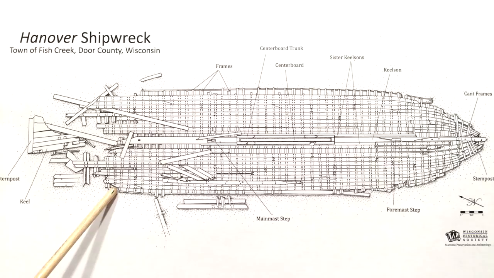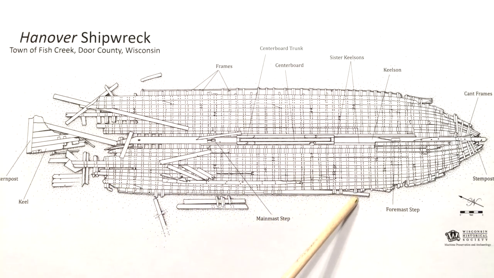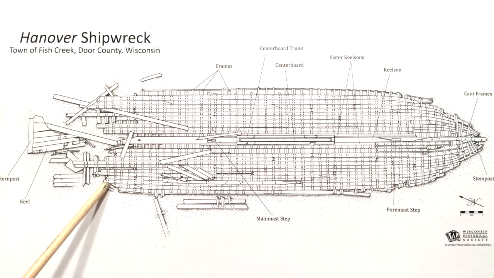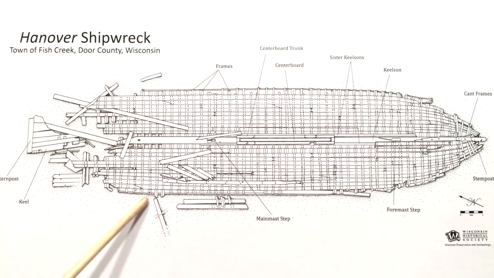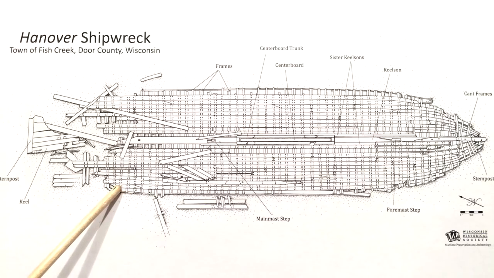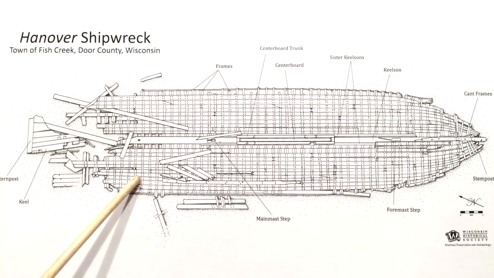This is actually called a wreck site map. And what we're seeing here is a sketch, a positional representation of the wreck of a schooner called the Hanover. And this wreck lays in the waters just east, I'm sorry, west of Peninsula State Park, which was just south of the piece of the Door County map that we were looking at.